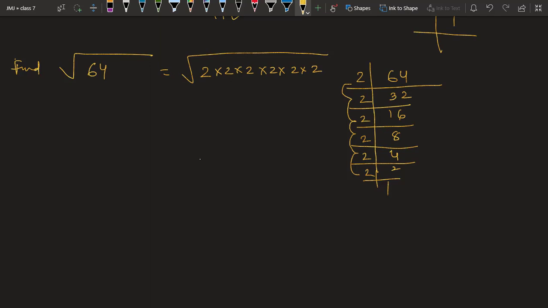Now what will come out? First pair, so one 2 will come out. Second pair of 2, second 2 will come out. Third pair of 2, third 2 will come out. So we have got the answer as 8. I hope you are able to understand how to find square and square roots, because in the Pythagoras theorem we will be needing these things.